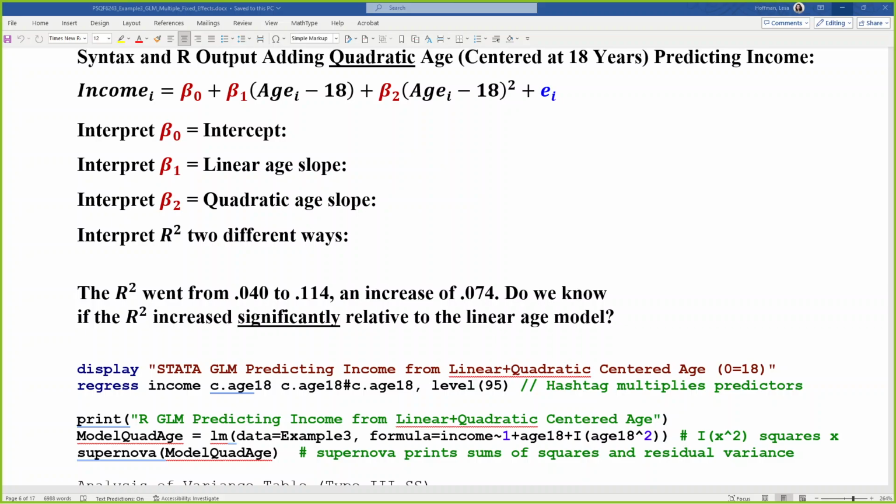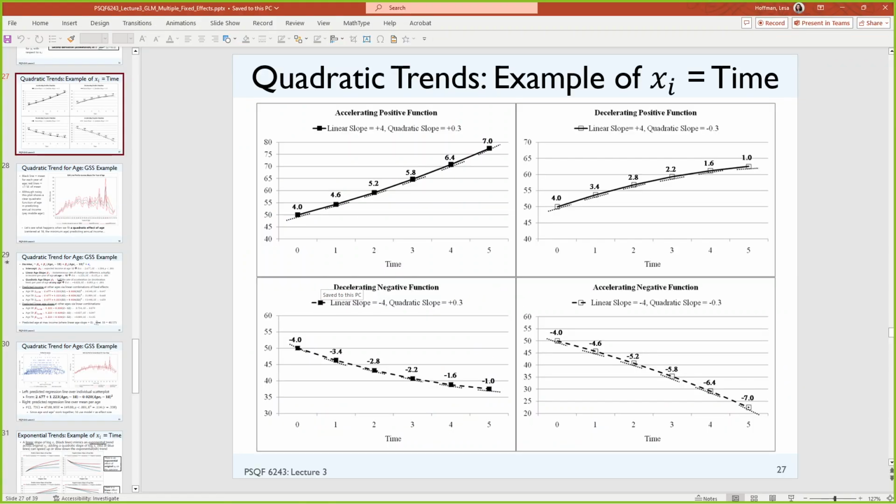Because I had recorded a video about the quadratic stuff, I thought it might be useful to review it briefly, in case you had questions that you weren't able to ask out loud in a video format. So let's go with lecture 3, slide 27, quadratic slopes.